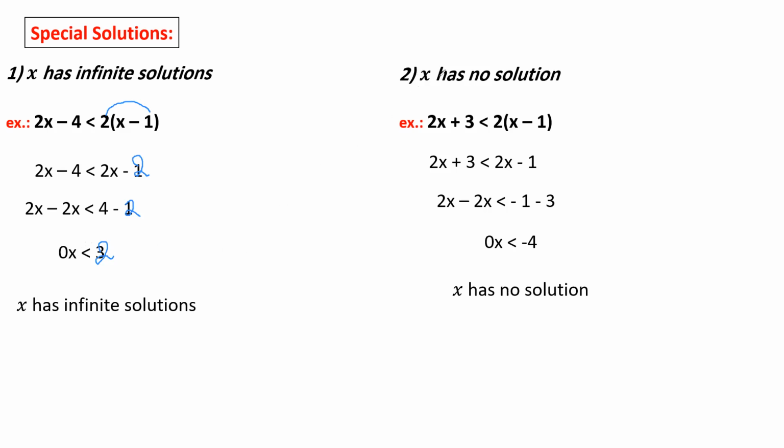Here in number 2, x has no solution. Also here, if I solve my inequality, I have minus 2 minus 3. So 2x minus 2x is 0x, and minus 2 minus 3 is minus 5. So here it has no solution. Is 0 less than minus 5? Of course not. So x has no solution.